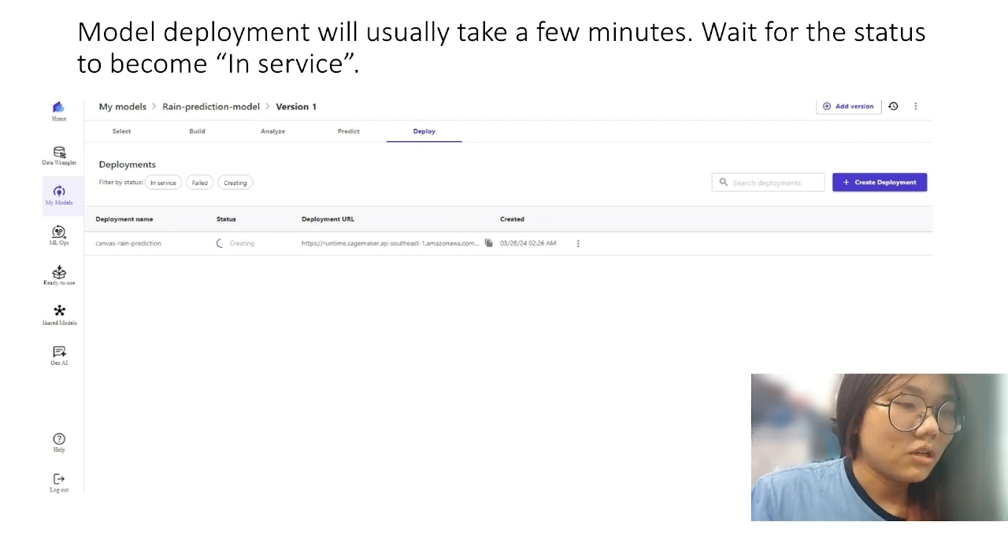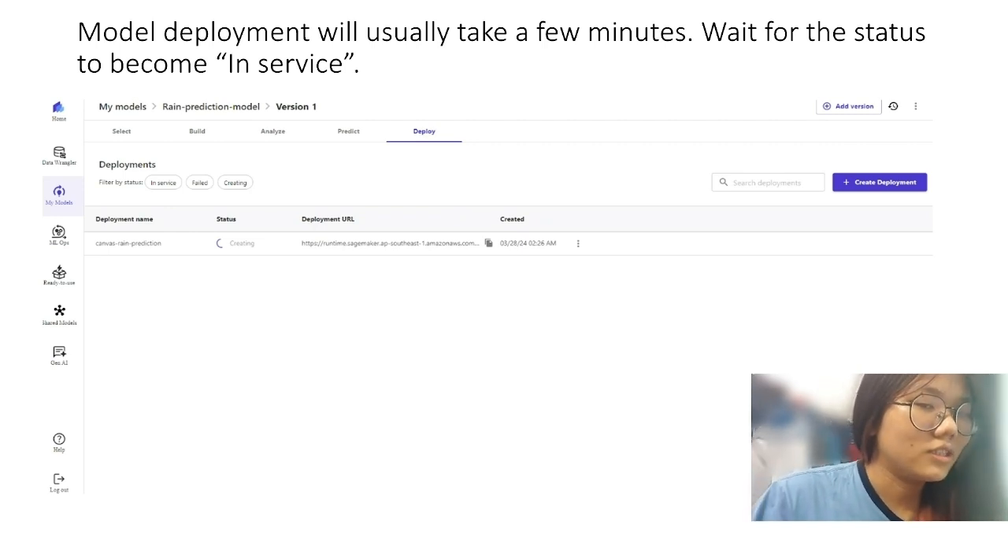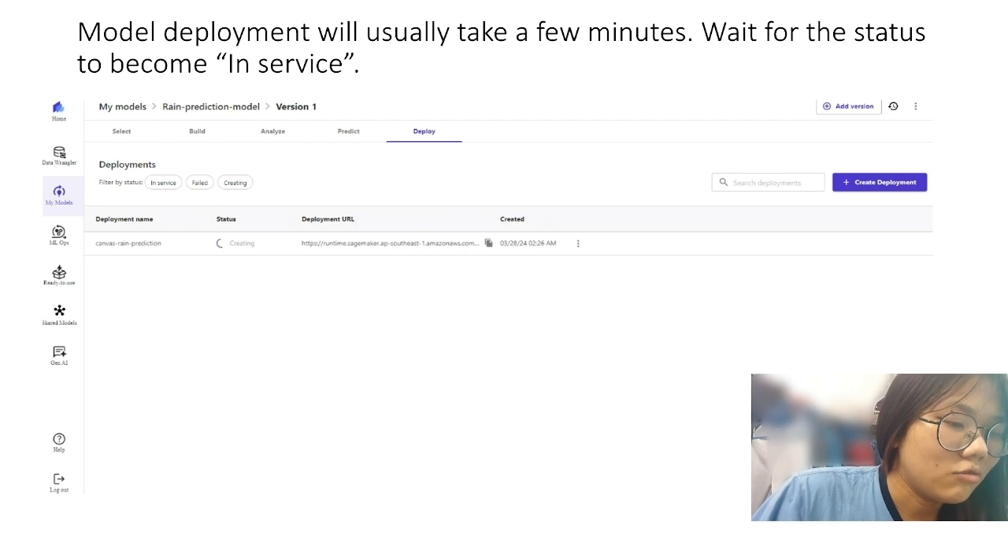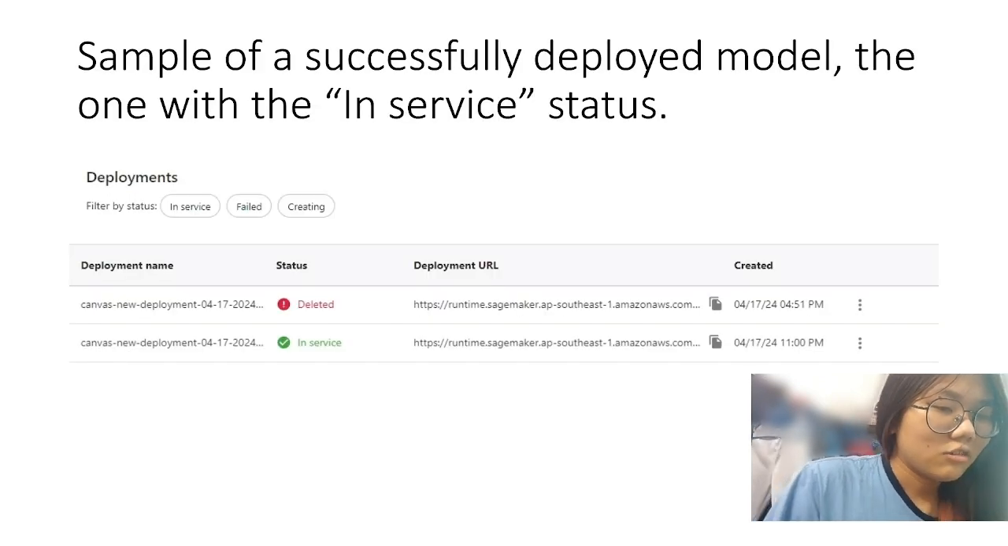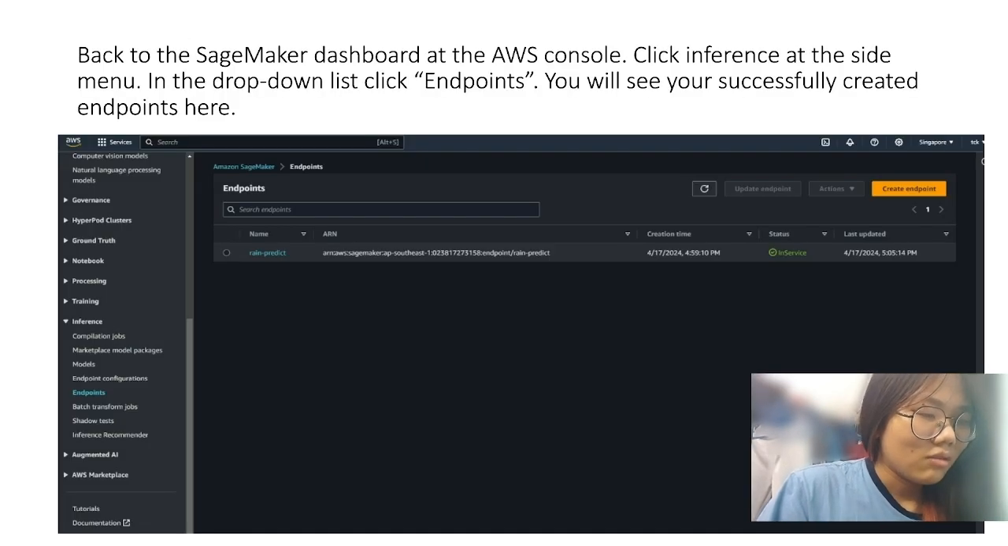Model deployment will usually take a few minutes, so wait for the status to become In service. Here is a sample of a successfully deployed model, the one with the In service status. Go back to the SageMaker dashboard in the AWS console and click Inference in the side menu. In the drop-down list, click Endpoints. You will see your successfully created endpoints.